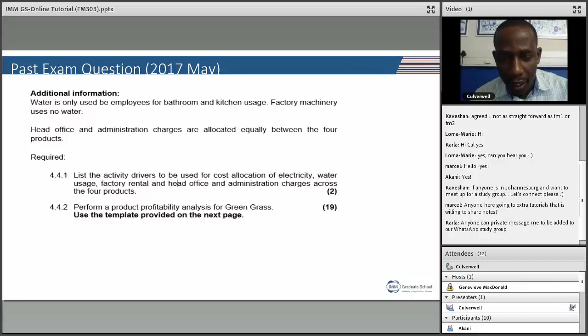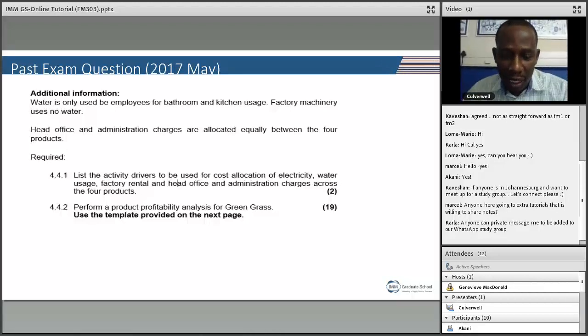The part one has to get right is the factors that are going to affect your activity drivers. If you get them wrong, it's going to be very, very difficult, because from then on you will be allocating using a wrong cost driver factor, and whatever calculation you do on question 4.4.2 then becomes wrong. So I'm going to quickly flip back. We want to find out what the activity drivers are.